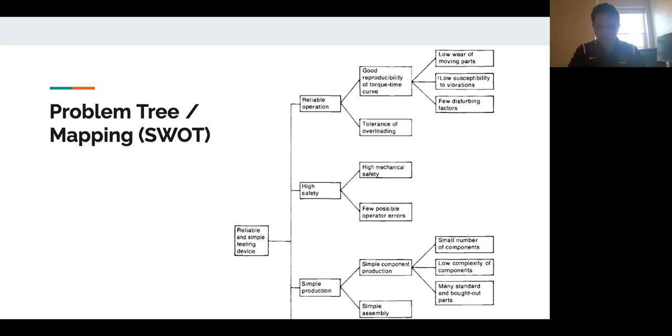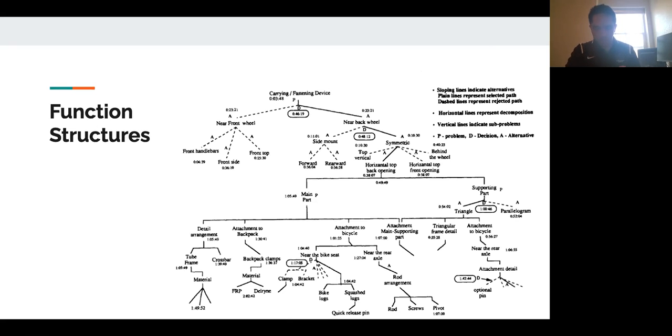The next structure I want to bring up is a bit more overwhelming in my sense, because you have functional structures, which is essentially what a specific component or process or step is meant to do. You can see that we have a near front wheel. So we have a carrying or fastening device that we want to solve for the product.